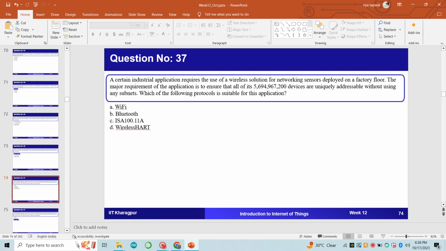Next question is: a certain industrial application requires the use of a wireless solution for networking sensors deployed on a factory floor. The major requirement of the application is to ensure that all of its devices are uniquely addressable without using any subnets. Which of the following protocols is suitable for this application? Options are Wi-Fi, Wireless HUD, Bluetooth, ISA 100.11a, wireless HART.